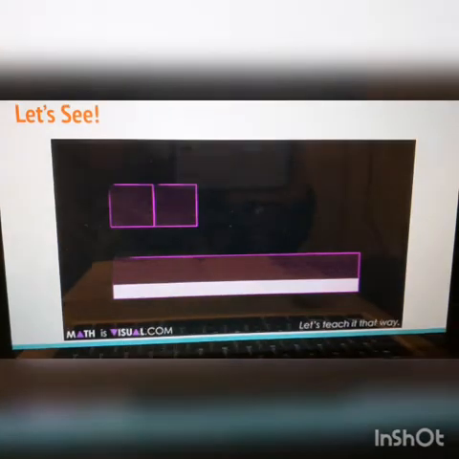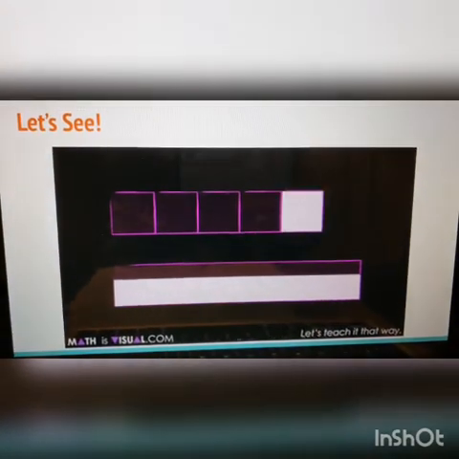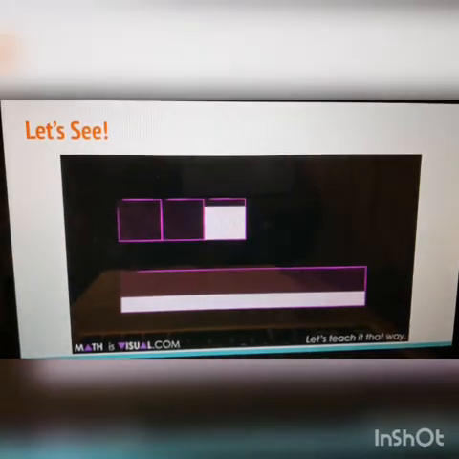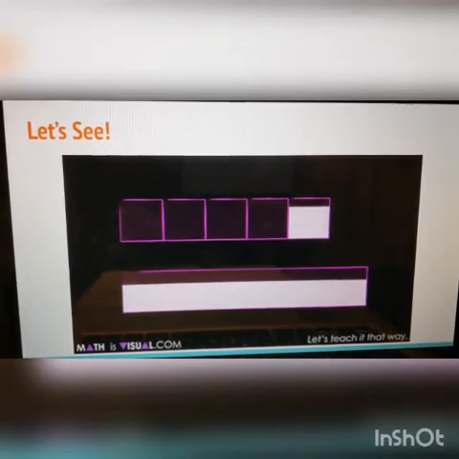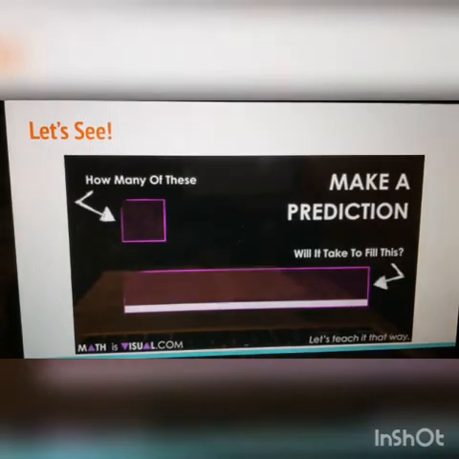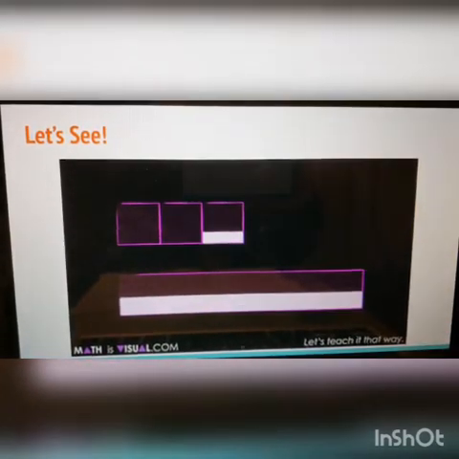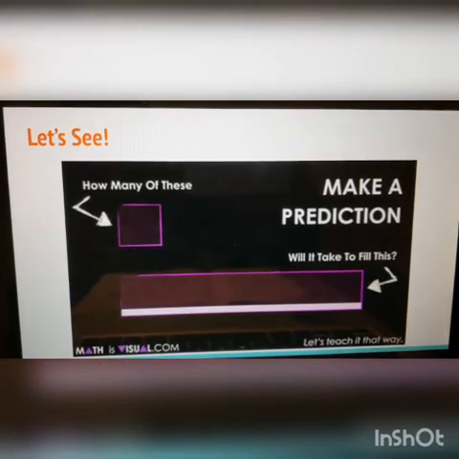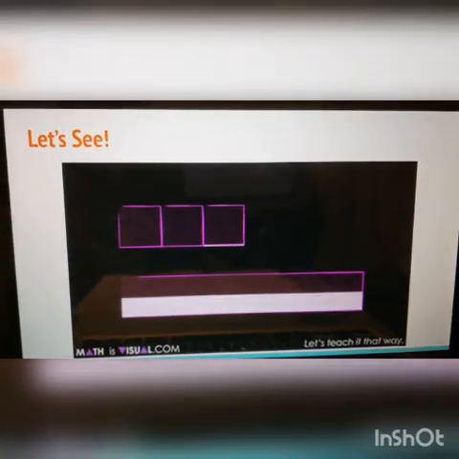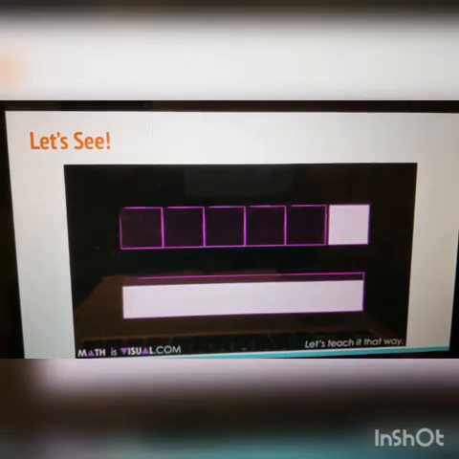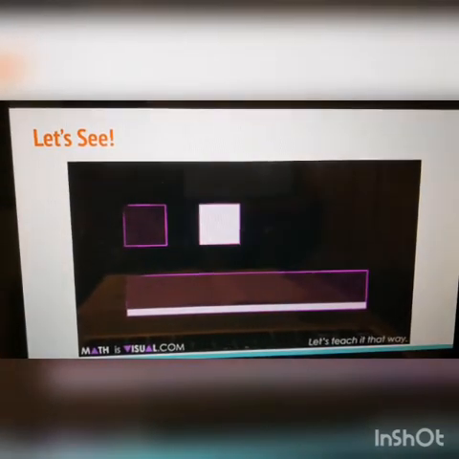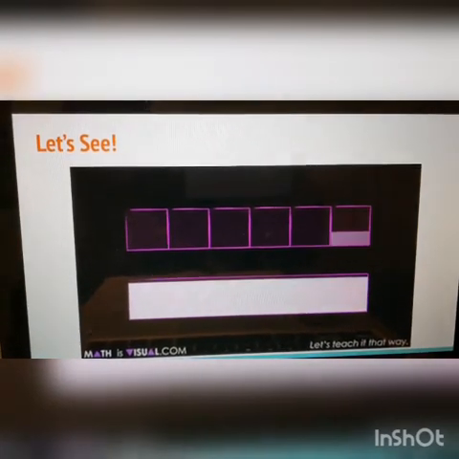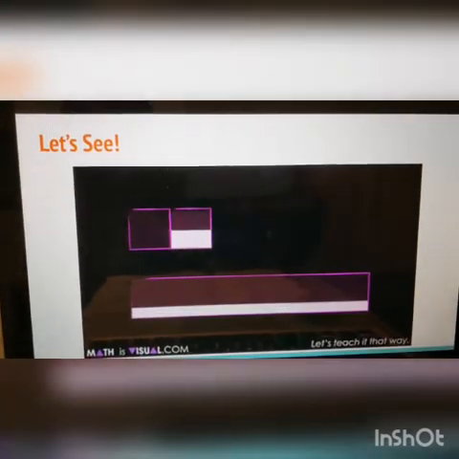All right, let's see what the answer is. Okay, so we can see that there's 6 squares per one rectangle. And that's just based on the size of the drawing. So again, that's proportional reasoning. 1 square is 1/6 of the whole rectangle. So it takes 6 squares to fill a rectangle.